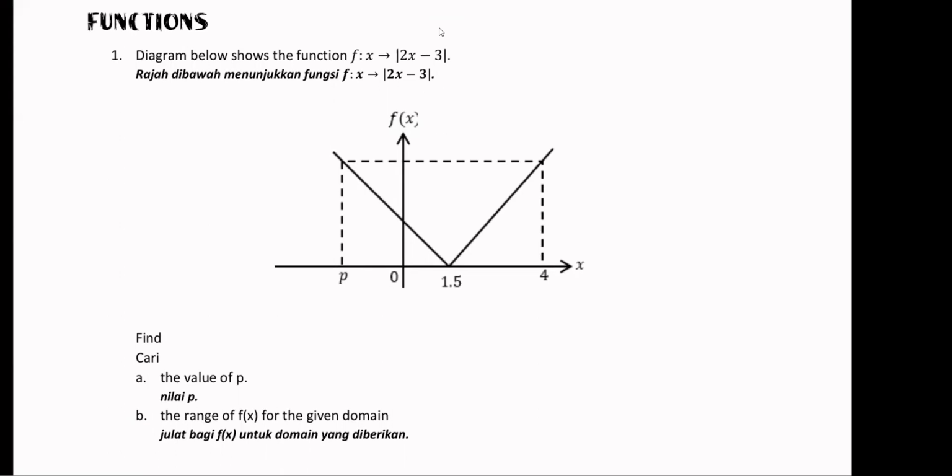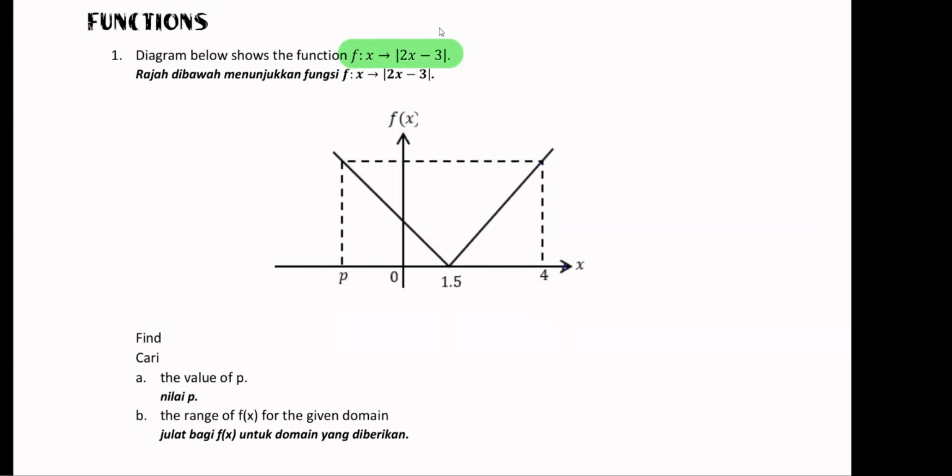The diagram below shows the function f(x). Can you see? This is the function f(x), this one, guys. They ask to find the value of p. To get this value of p, you need to use this 4 and get this value first. Understand? Get this value first.